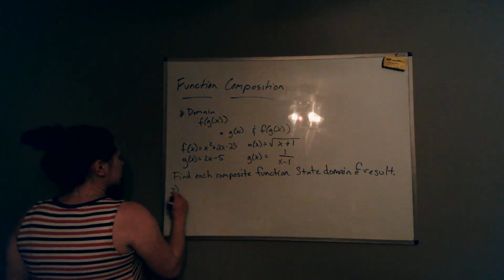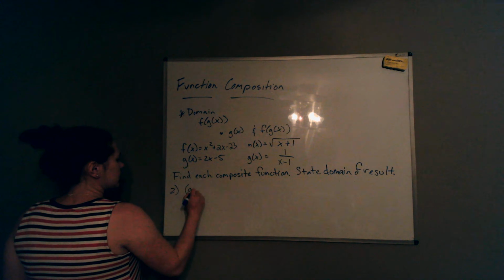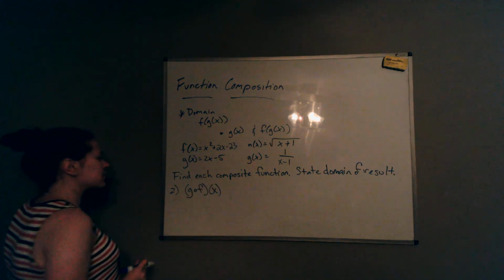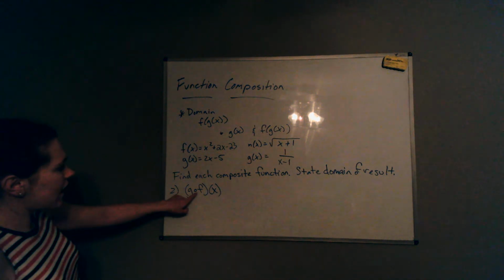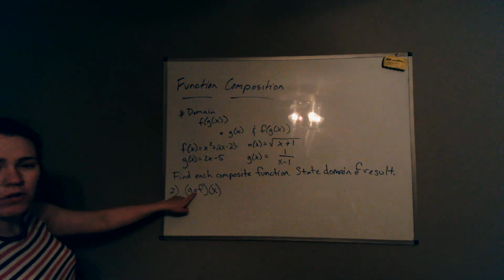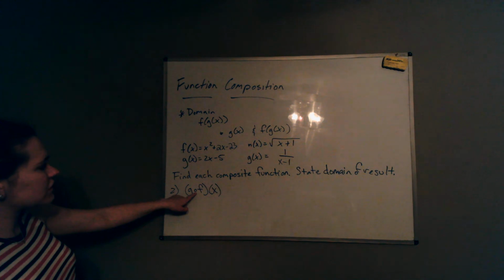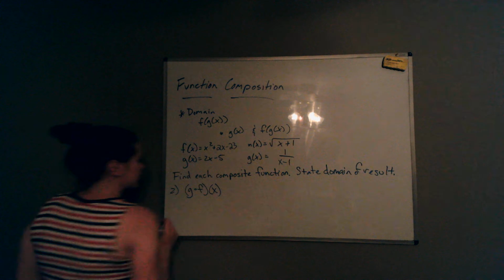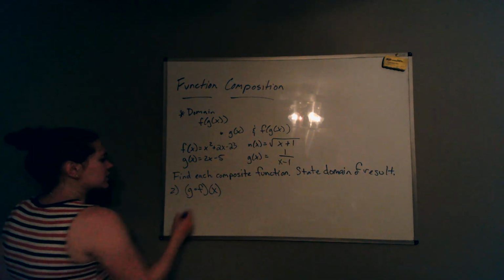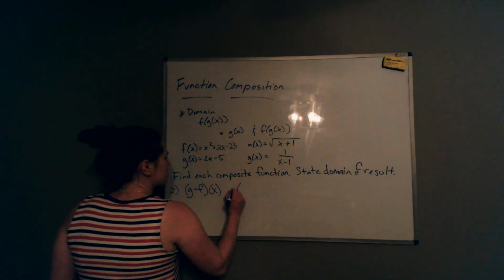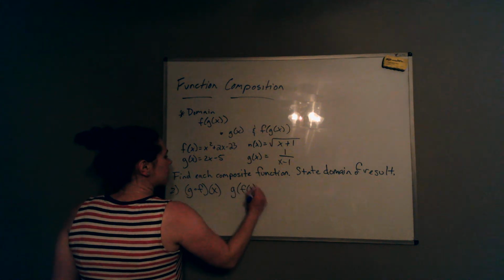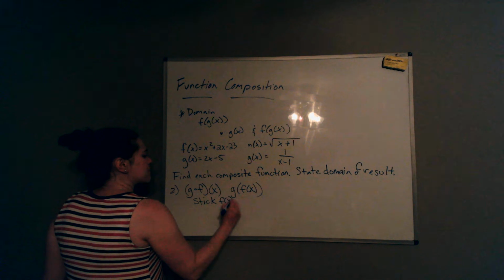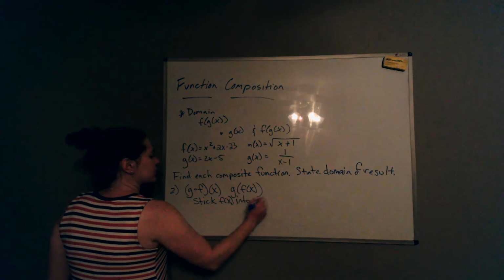In number 2, we'll do, okay, looks like it says g circle f. That is just the symbol that represents composition. It's smaller than like an O. It would be like that, okay? So what this means is we're going to do this, g of f of x. So what we're going to do here is we're going to stick f of x into g of x, okay?